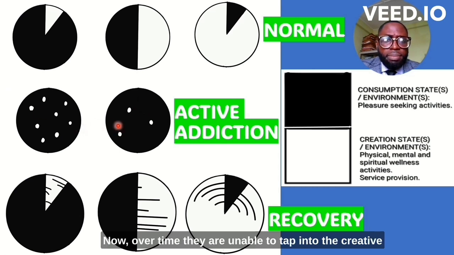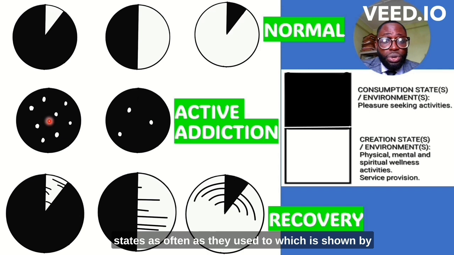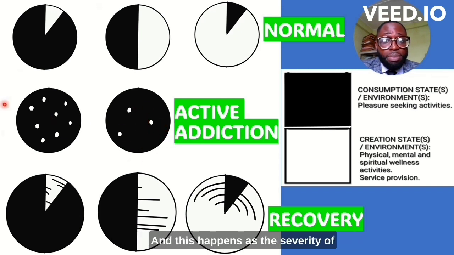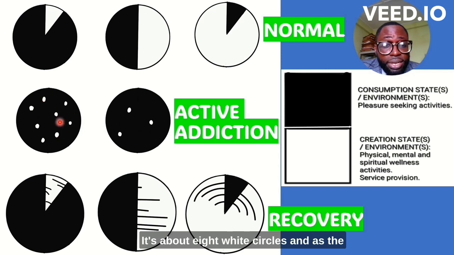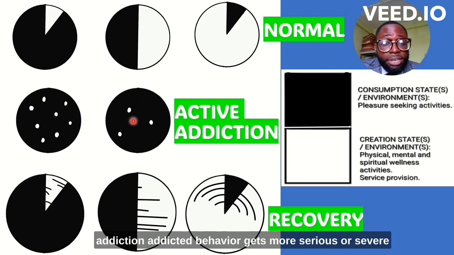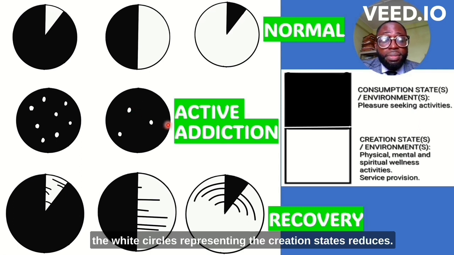Now, over time, they are unable to tap into the creative state as often as they used to, which is shown by a reduction in the number of tiny white circles. And this happens as the severity of the addiction increases, and it will show up as increasing loss of function. It's about 8 white circles. And as the addictive behavior gets more serious or severe, the white circles representing the creation state reduce.